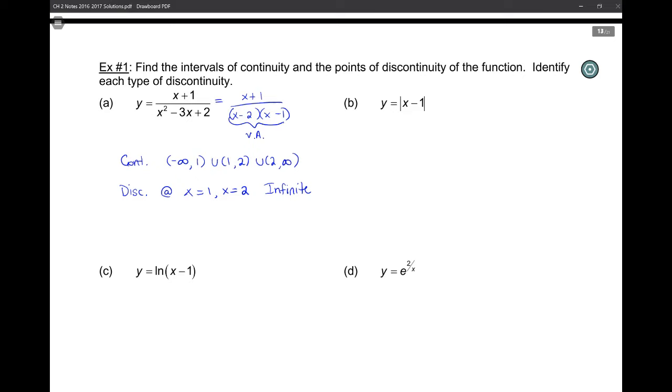Okay with that? Now, if we had one was removable, one was infinite, you would just have to write down which one is which. Any questions on that one?